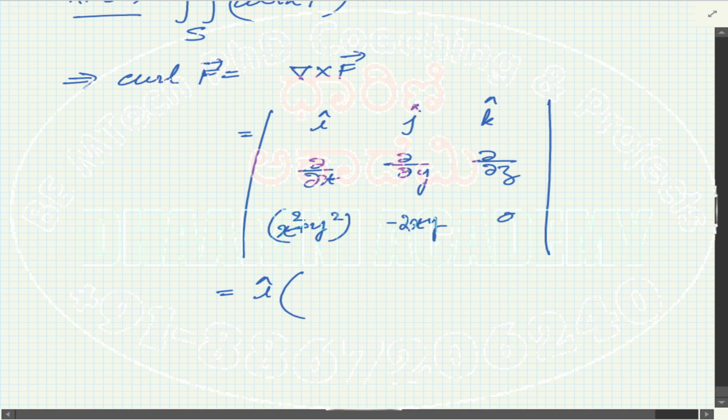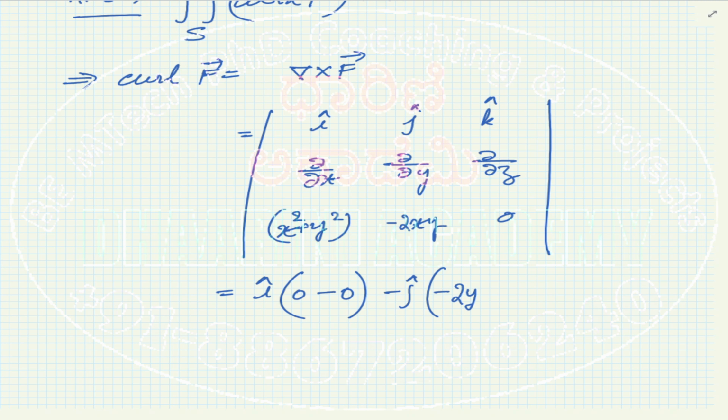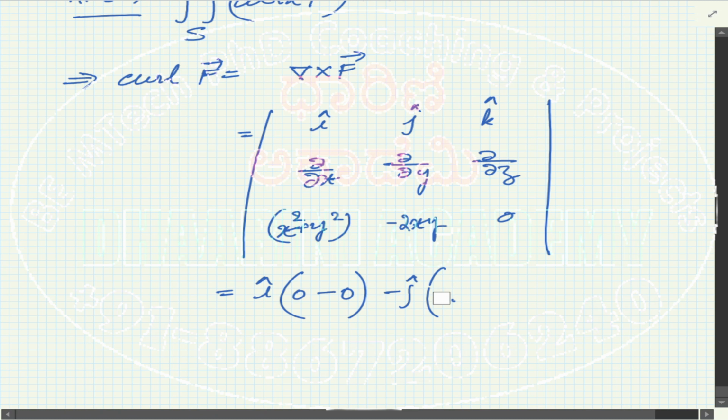I cap into dou by dou y of 0 is 0, minus dou by dou z of 2xy is also 0, right? Then minus j cap into dou by dou x of minus 2xy with respect to x is minus 2y. Sorry, this is j, my mistake. I have to perform the dou by dou x of 0, so that is 0 here, not this.